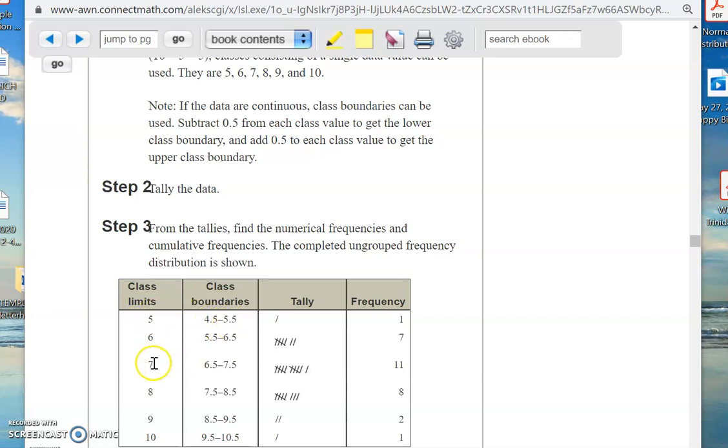Same here with 7. With 7, we go a little bit less, down to 6.5, and we go a little bit more, 7.5. That way there's no gaps.